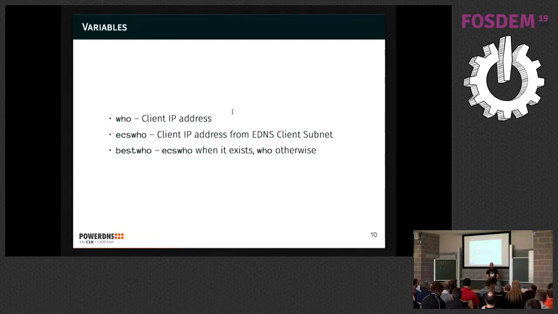ECS who, if you have EDNS client subnet enabled and you get an EDNS client subnet option, will be filled with that address. And best who will be ECS who when it exists, or who otherwise. So if you always use best who, you always have an answer there.